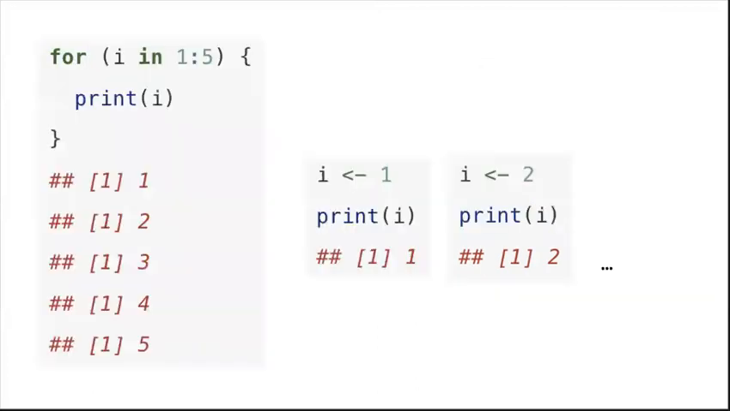And so what happens in this loop? We have for i in 1 through 5, print i. And what's happening is the first time through the loop, i takes a value of 1, and we print 1. And then the next time through the loop, i takes a value of 2, and we print 2. And then i takes 3, print 3, and so on until we get to 5, where it will terminate.